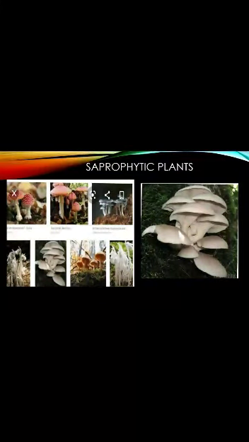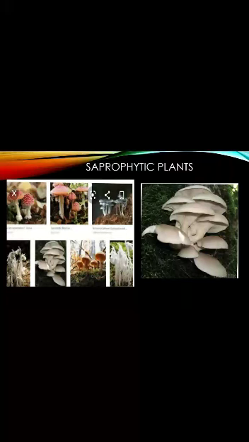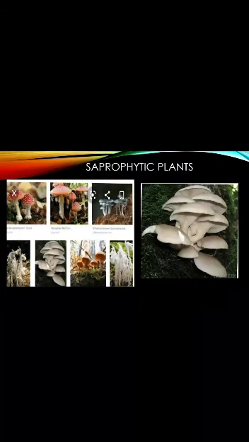Plants which obtain food from dead and decaying bodies of other organisms are called saprophytic plants. Various types of fungi like mushrooms and yeast are saprophytes. Fungi secrete digestive enzymes on the dead remains to digest or break down the carbon compounds they contain. The resulting solution is absorbed to obtain nutrients.